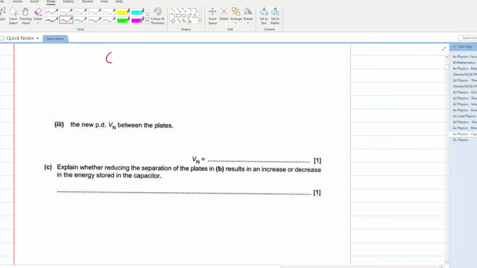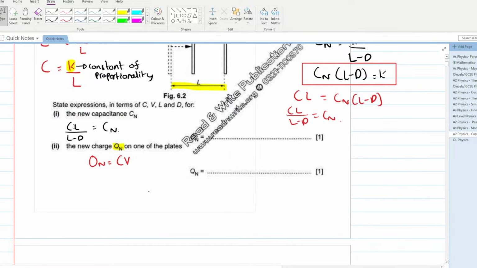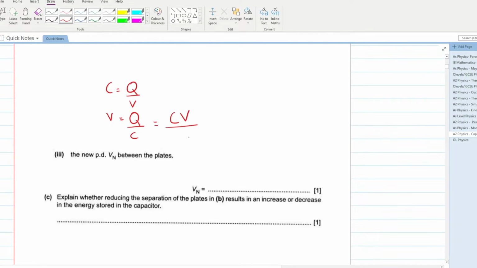Did we study the formula that capacitance is equal to charge divided by voltage? Make voltage the subject here. Voltage is equal to charge divided by capacitance. What was the value of charge? CV. What was the value of capacitance new? One second, we had calculated it here. CL divided by L minus D. So what will happen? C and C cancel out. L minus D will get multiplied above. Voltage L minus D divided by L is your new voltage. This is your V new. You can encircle it here as well, or put a box here as well.